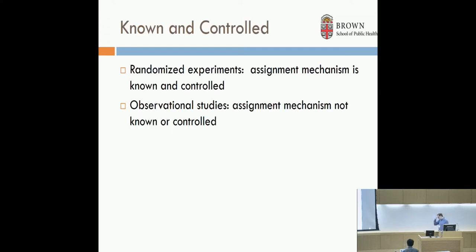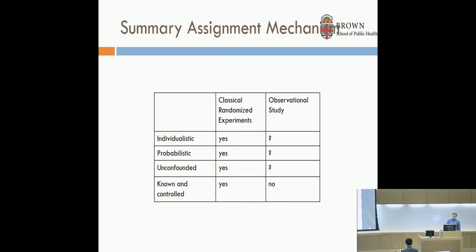Okay, the last thing that is different is whether the assignment mechanism is known and controlled. Known and controlled means that I know what the reasoning is. For example, in a randomized experiment, I randomize you to certain values, so I know what the probability is, and I can control it. And in an observational study, I do not know. So if I have to summarize it, in observational studies, we don't know if they're individualistic, probabilistic, unconfounded, all those things, and they're certainly not known and controlled.